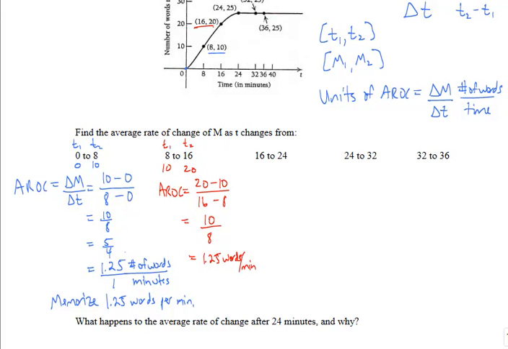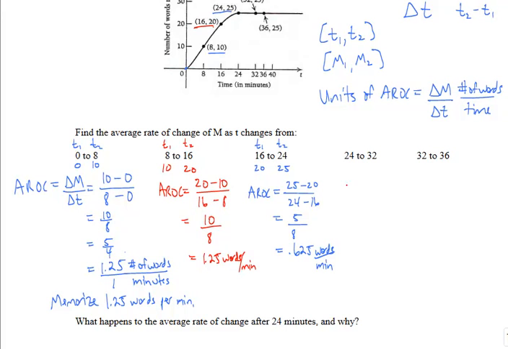If we try the next one, now we're going to look at a T1 of 16 and a T2 of 24. When the time is 16 seconds, our number of words was 20, and when the time is 24 seconds, our number of words is 25. So our average rate of change will be the two m's subtracted, so 25 minus 20, over our two t's subtracted, so 24 minus 16. So that's going to give me 5 on top and 8 on the bottom. So as a decimal, that's 0.625 words per minute.